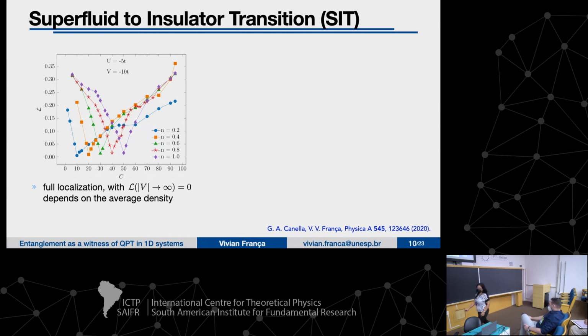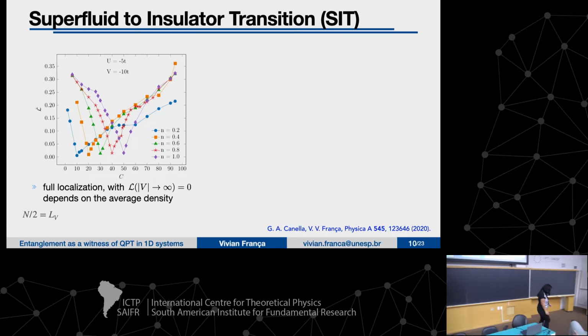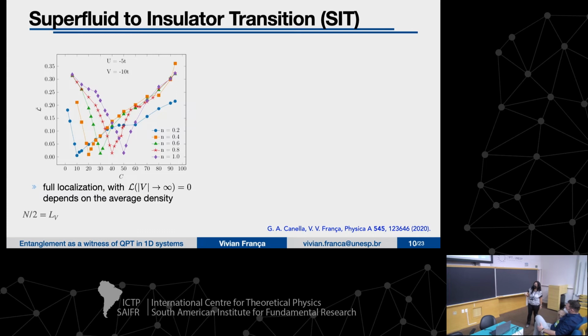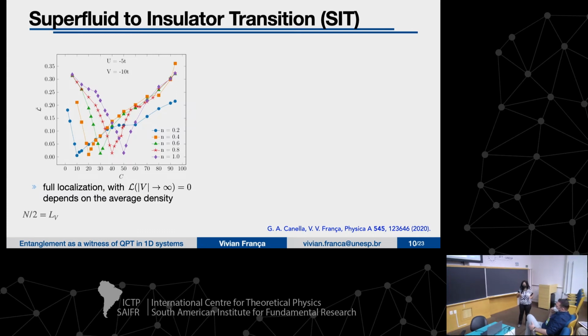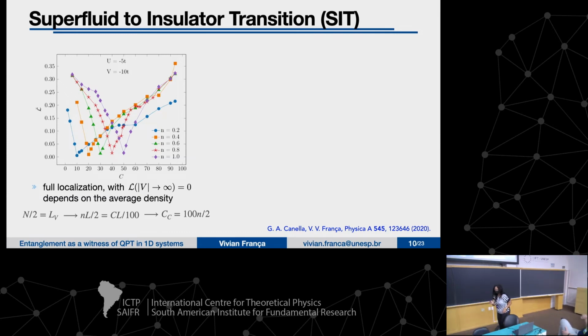And it's possible to check that this special concentration, the critical CC that I'm calling there, is associated to a fully localized state because entanglement goes to 0. So it occurs when the number of impurities coincides with the number of dimers, with the number of pairs that I have in the system. And then if you just use the definition here, we can get this critical concentration, CC here, okay? And that is what is observed here.